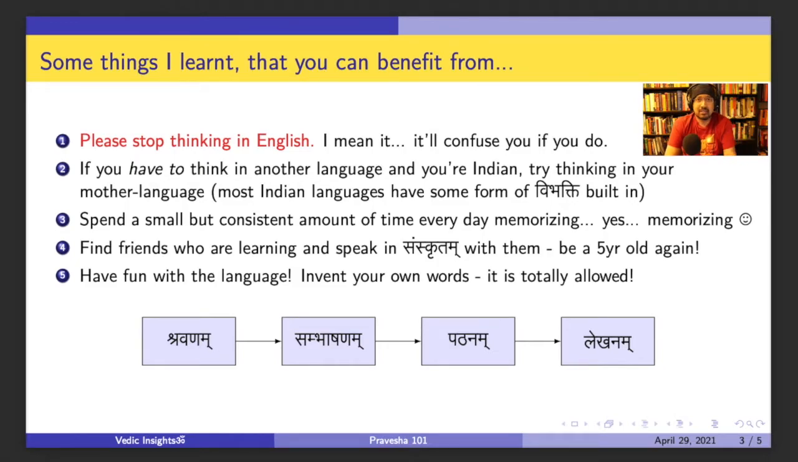Write down on a whiteboard or on a piece of paper somewhere, and keep writing over and over again whenever you find time. Just keep revising in your mind.